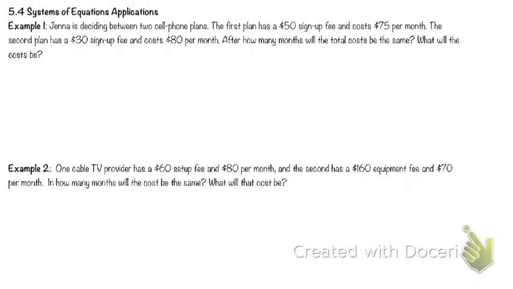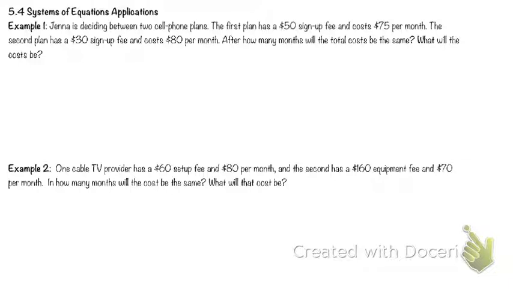So our first example, Jenna is deciding between two cell phone plans. The first plan has a $50 sign-up fee and costs $75 per month. The second plan has a $30 sign-up fee and costs $80 per month. After how many months will the total cost be the same, and what will the cost be? Guys, this is like a real scenario, okay? Signing up for cell phone plans, shopping around, finding the best deal. Sign-up fees, or a lot of times they're called activation fees or line startup fees. Whatever, different companies call them different things. And you have your different monthly costs, okay? So this is a very, very real scenario.